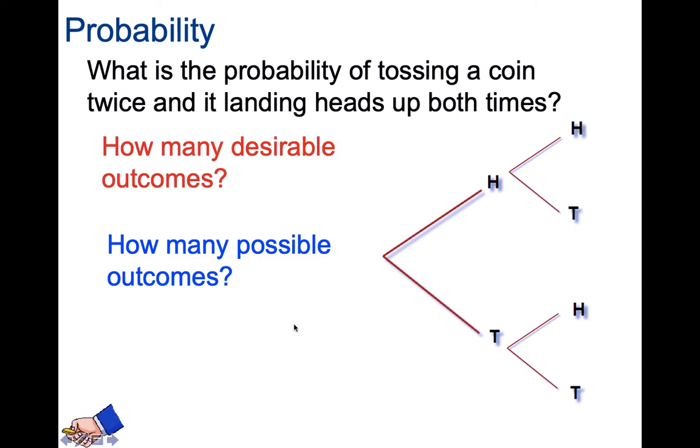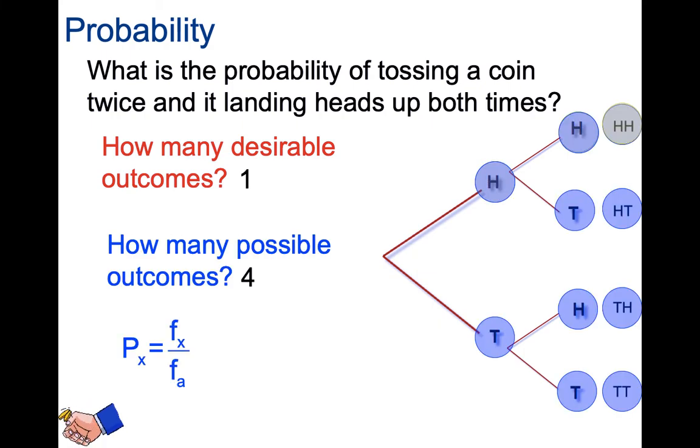So the probability here would be the desirable outcome, which is 1 path, divided by the possible outcomes, which is 4 paths. And so we can go through and look at that, and yeah, we see the probability is 1/4, which is 25%.